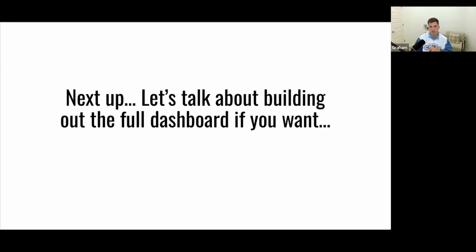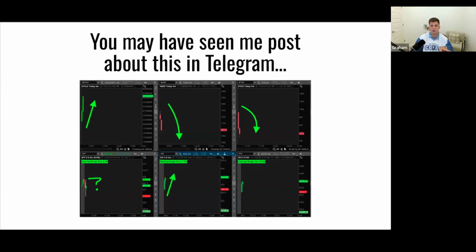Now, let's talk about building out the full trading dashboard if you want it for yourself. So you may have seen me post about this on Telegram.